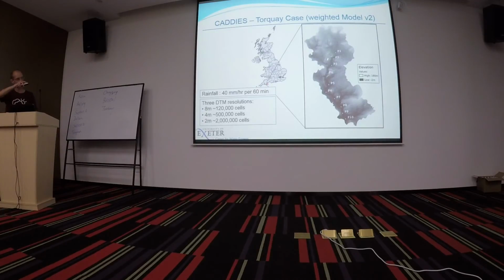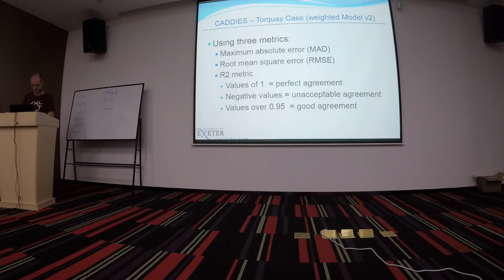You see the train here. Wisely, they built it down in the valley. Seems to be the way. So there are a number of metrics that we're carrying out on differences: the maximum error, the root mean square error, and the R2 metric.